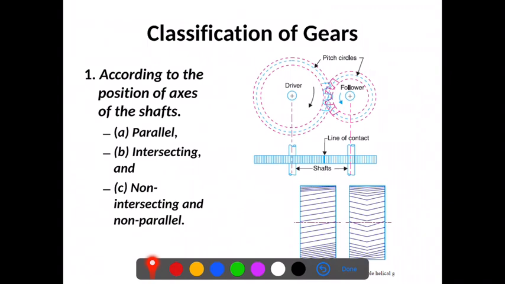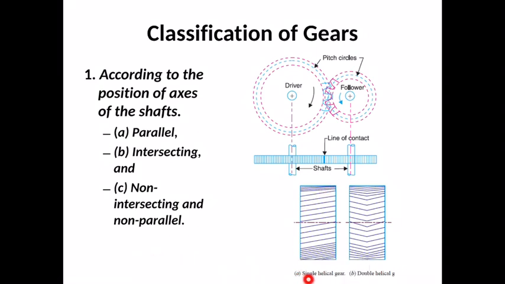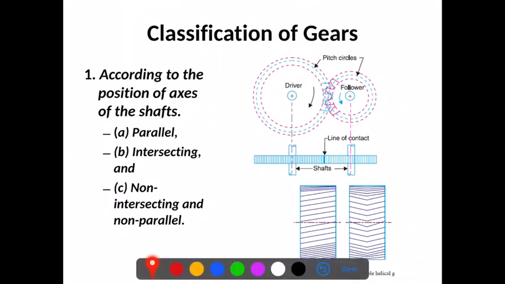But it is not necessary that the teeth should always be parallel to the axis of the gears, and sometimes these are inclined. This type of arrangement is generally called single helical gear drives, and it may be double helical gears, that is, inclination on both sides of the teeth will be there, and this is called a double helical gear drive.